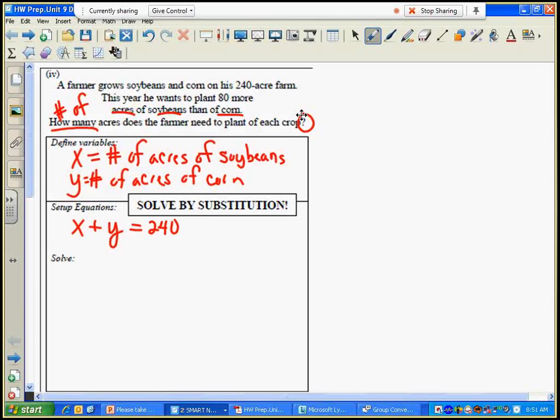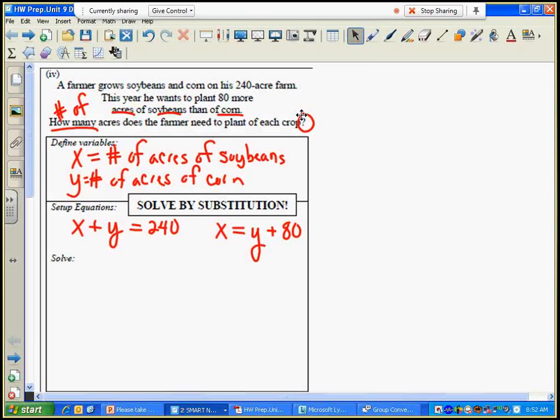The next sentence says this year he wants to plant 80 more acres of soybeans than of corn. So that means that the soybeans is greater than the corn. If I want to make these two equal to one another, X is your soybeans, Y is your corn, I'm going to have to make the corn bigger. How much bigger? 80 more. So this says that X, the number of acres of soybeans, is 80 more than the acres of corn. Now we have our equations set up.